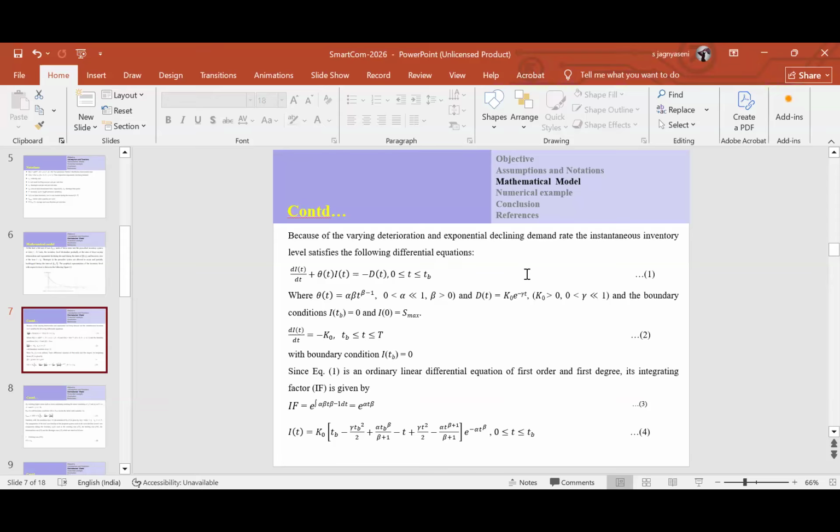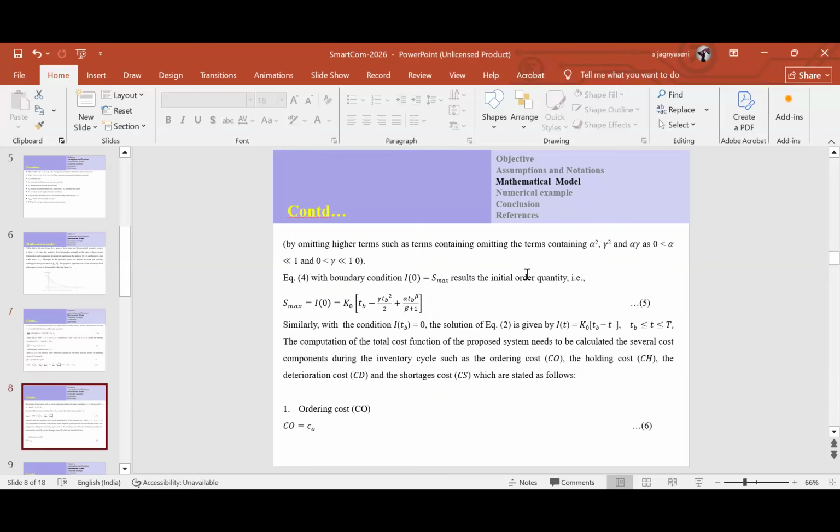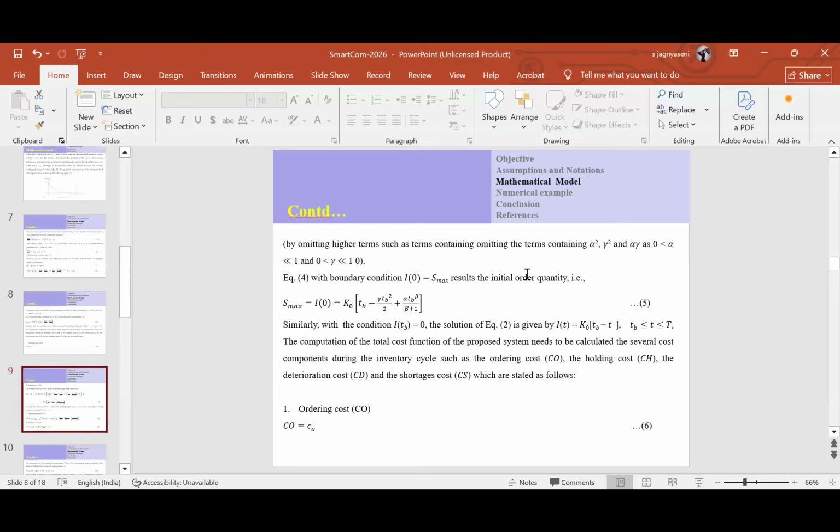So we have to find the integrating factor. After we find the integrating factor, we put this value and find the equation, that is I(t) in equation number 4. By omitting the higher terms, we find this equation. Then equation 4 with boundary condition, here we put I(0) equal to S max and find this S max equation, that is equation number 5.